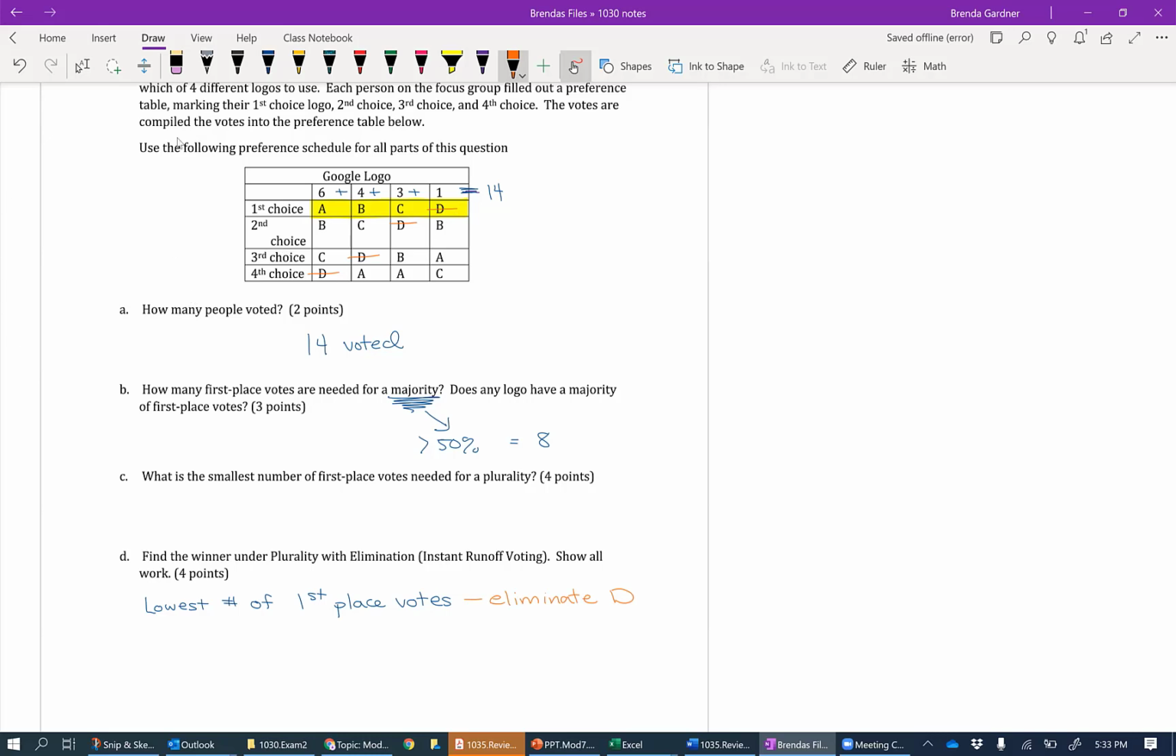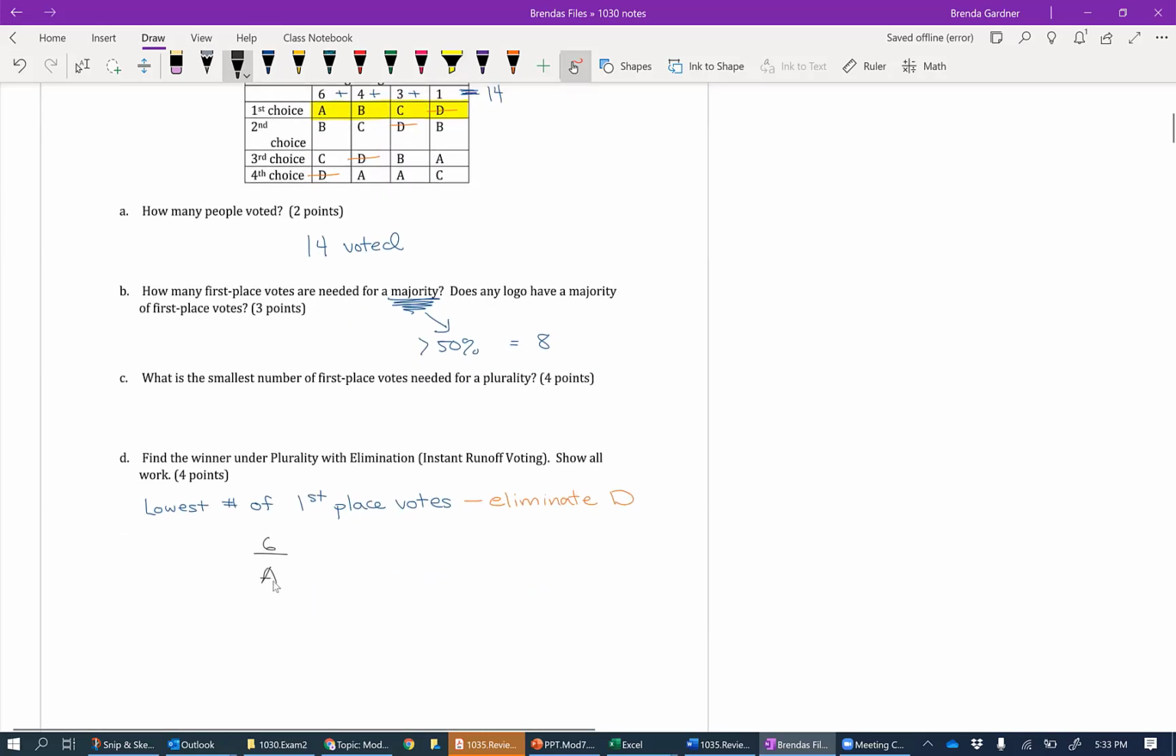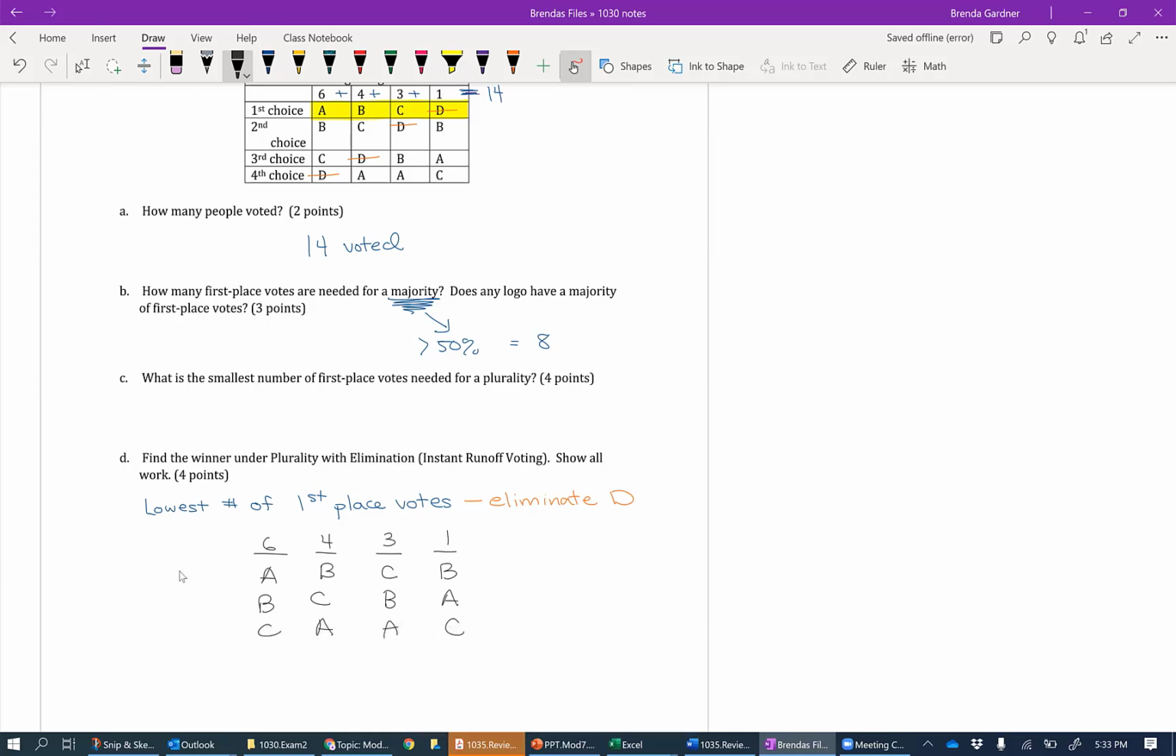So if you wrote this out, basically 6 people now, their ranking is still A, B, C. And 4 people, their ranking is B, C, D is eliminated, so A is the 3rd place. And then 3 people, their ranking goes from C to B to A. And then 1 person's ranking is now B to A to C. So everyone gets pushed up after you eliminate. And then you just do it again.